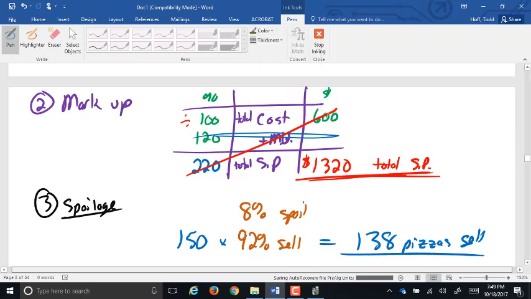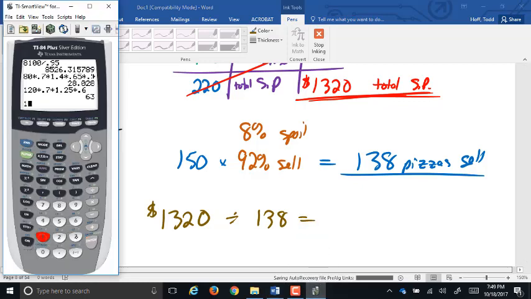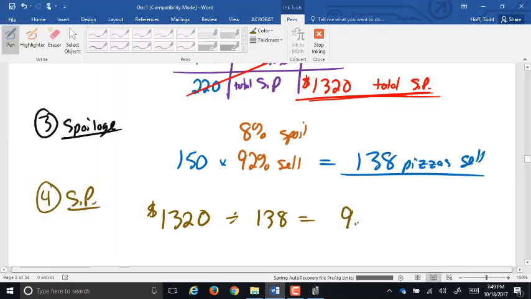Next, find the individual selling price. We do that by $1,320 divided by the 138. $9.57. Right.